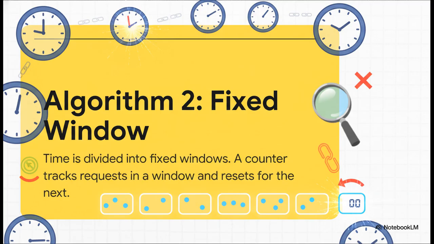Okay, another simple one you can bring up is the fixed window counter. The idea here is we chop up time into fixed blocks, let's say 1-minute windows. We just keep a counter for how many requests a user makes inside that 1-minute window. When the minute is up, poof, the counter resets to 0. It's super easy to explain and implement, but, and this is a big but, it has a major flaw.